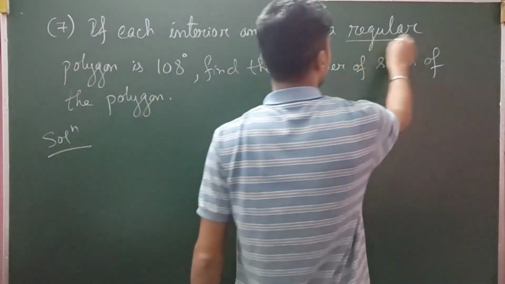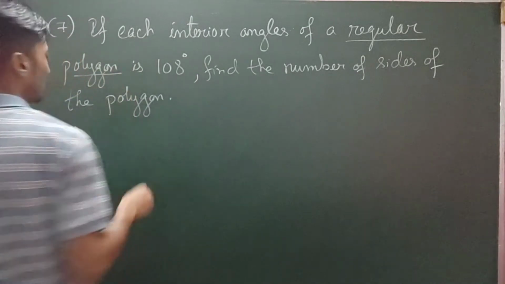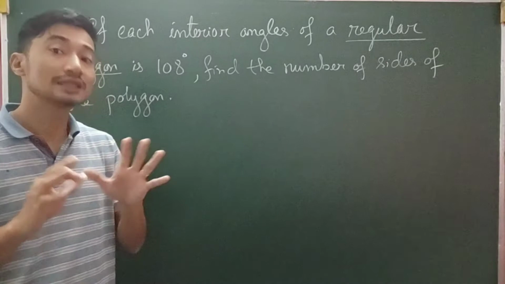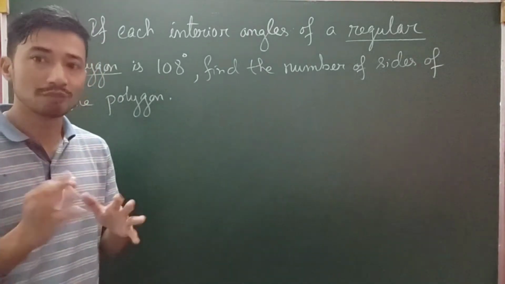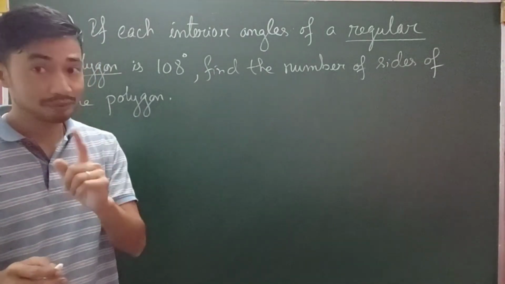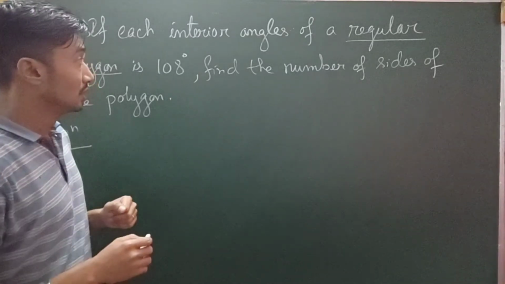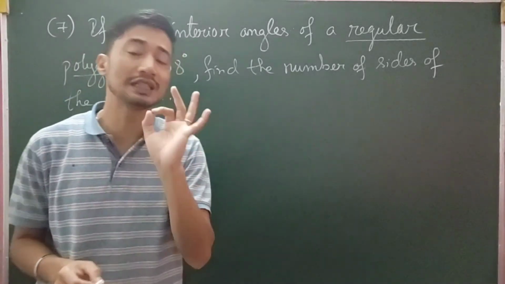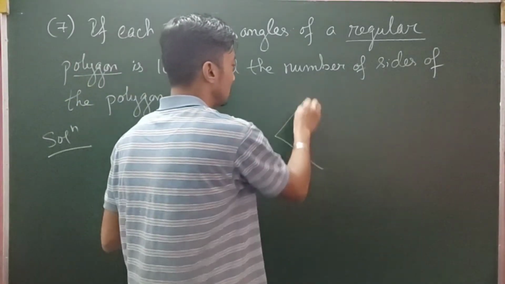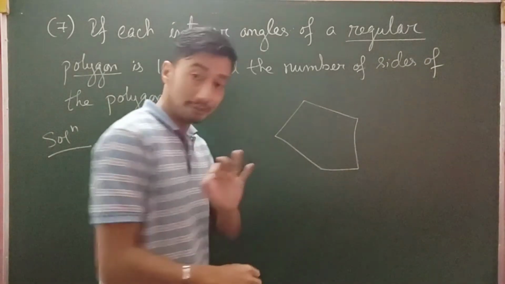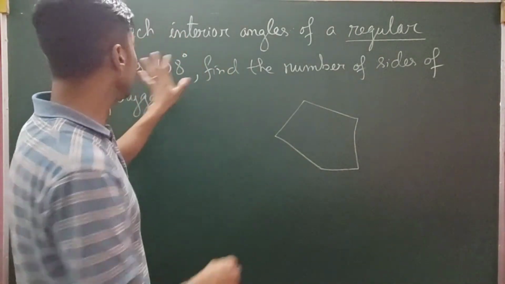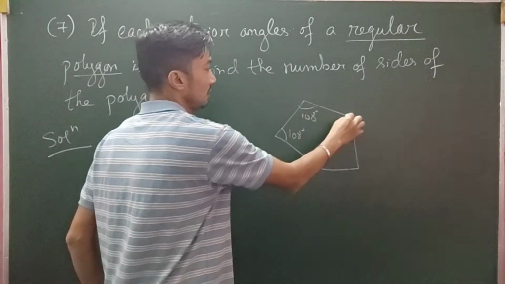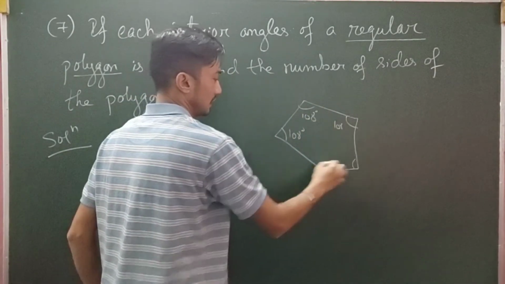What was the meaning of regular polygon? Regular polygon means it's a polygon which has, no matter how many sides it has, all the sides the same. That was meant by regular polygon. Remember, no? Go back to the previous videos and watch. So now the question is, each of the interior angles, just for example, suppose our polygon was like this. Example only. What they are saying is that each of the angles is 108 degrees, because it's a regular polygon.